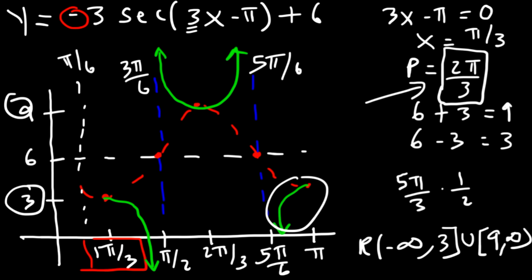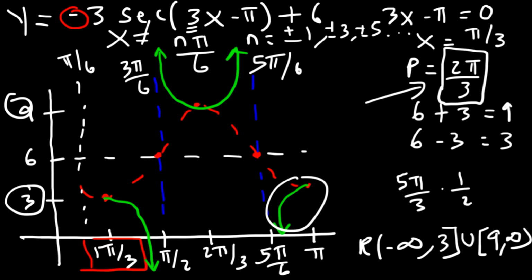And then the next one to the left of pi over 6 is going to be pi over 6 minus half of 2 pi over 3, which is pi over 3, which is 2 pi over 6. So it's going to be at negative pi over 6, then negative 3 pi over 6, negative 5 pi over 6, and so forth. So we can say that x cannot be n pi over 6, where n doesn't include 0, but it includes plus or minus 1, 3, 5, and so forth, just the odd numbers.